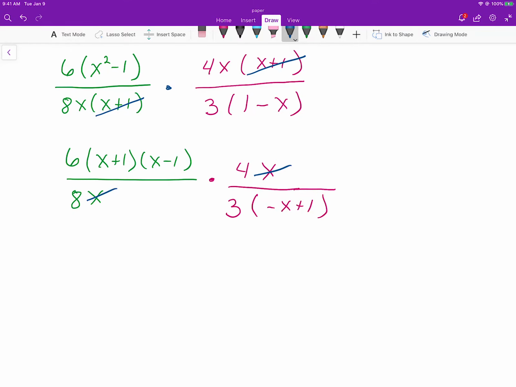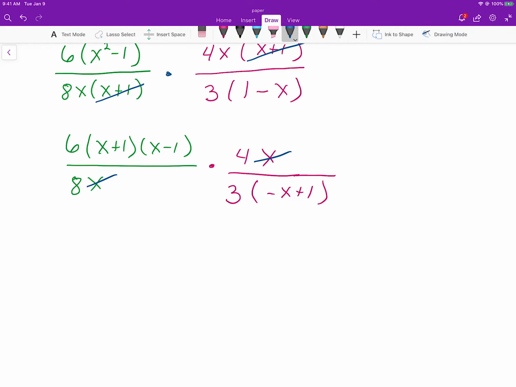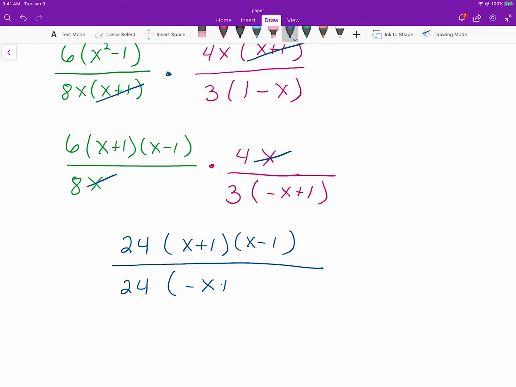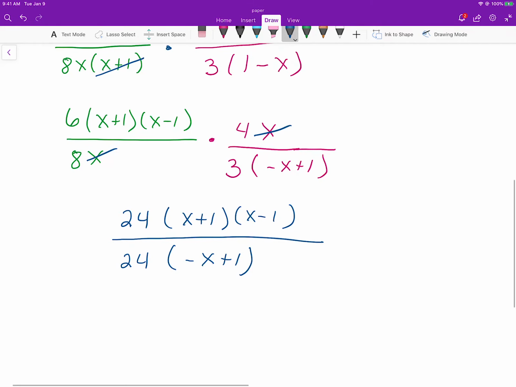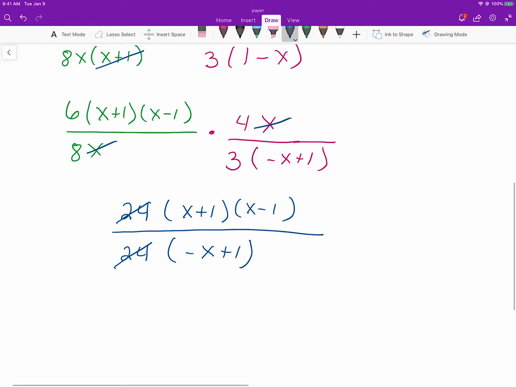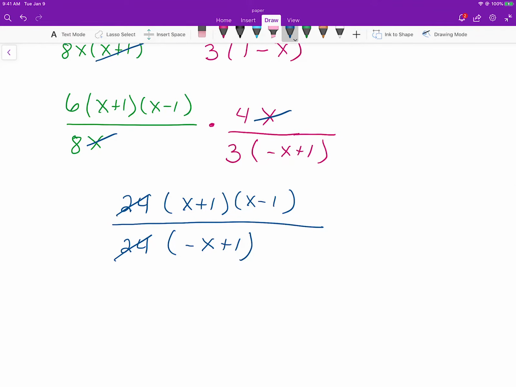And at this point, we have a lot of numbers. We can say 24, 6 times 4 is 24. And then I have x plus 1, x minus 1, and then 8 times 3 is 24 as well. And then I have a negative x plus 1 here. The 24s cancel out. So now I'm left with x plus 1, x minus 1 in the numerator.